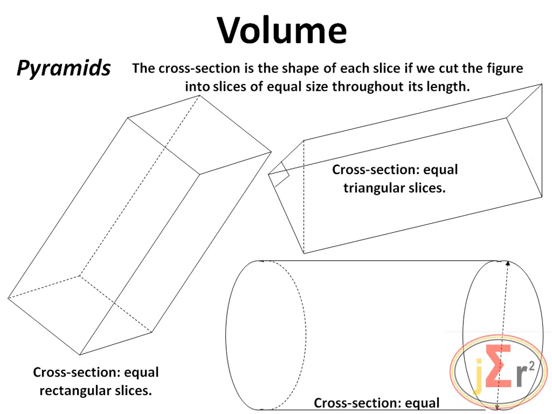And of course, what about this one, circular cross-section? Throughout, if we keep cutting it into slices, the slices will be circular in shape, and that is going to be throughout, and all of those slices will be of the same size. And that is how we can identify the cross section. The slices of equal size that we can cut throughout the entire length of the prism.